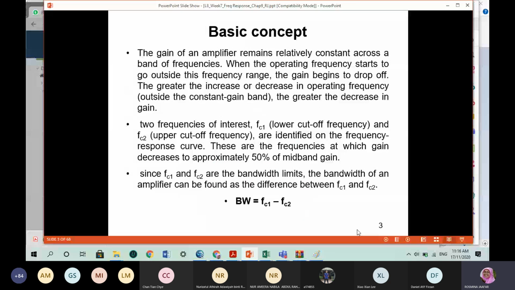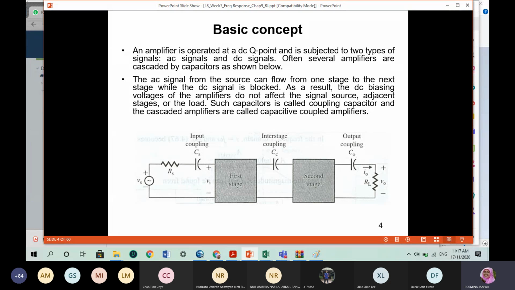The gain of an amplifier remains relatively constant across a band of frequencies. Simply, we have to find the working frequency, the bandwidth, which is the difference between the upper cutoff frequency and the lower cutoff frequency. These are the frequencies at which the gain decreases to approximately 50% of the mid-band gain. An amplifier is operated at a DC Q point and is subjected to two types of signals, AC signals and DC signals. Often several amplifiers are cascaded by capacitors as shown below.